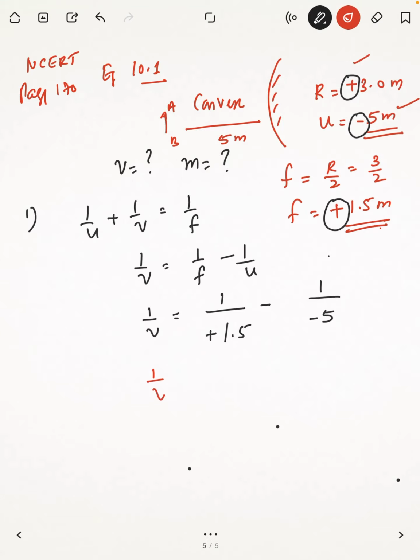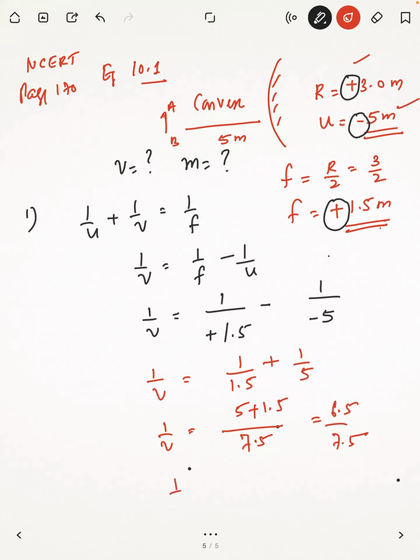So 1 upon v is equal to 1 upon 1.5. This minus minus becomes plus, and it will be plus 1 upon 5. Now we will take the LCM. So 1 upon v is equal to 1.5 into 5, that is 7.5. This will be 5 plus 1.5, so 5 and 1.5 is 6.5, divided by 7.5.